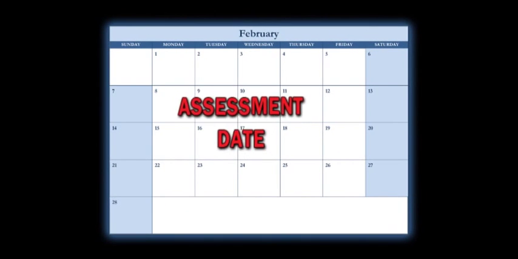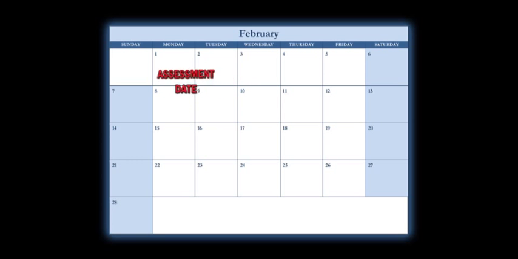Using the cost method, the value of the property is established by determining what it would cost to replace it on the date of the assessment. The assessment date for property is February 1st, meaning that the value placed on property is its value as of February 1st each year. All property is assessed annually.